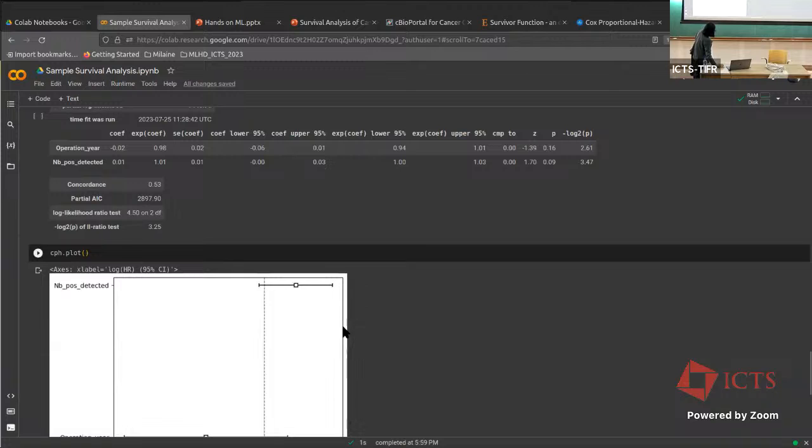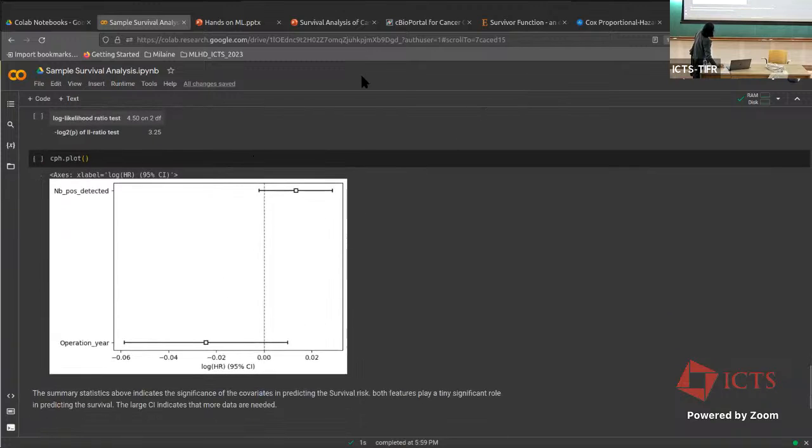And so when you plot it, there are only 2, so you see 2 bars. If there were 20, you would see 20 bars. So you can see which one has a higher coefficient: this one, the number of nodes positive detected. So it looks like this one actually contributes more to the event. In this case, my event is the death of the patient or whatever.